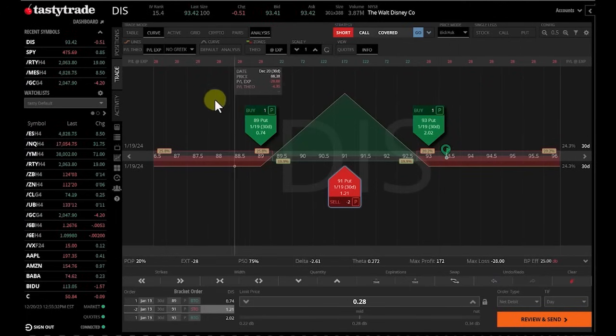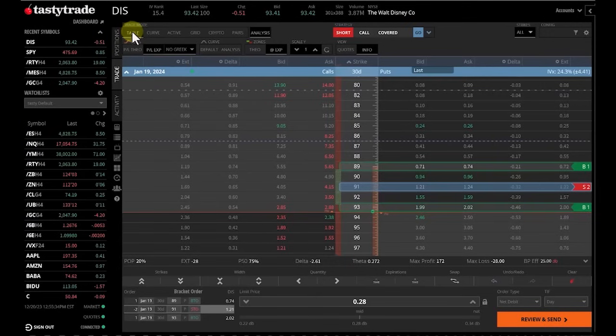Okay, so let's go back to the table view now. And let's look at this butterfly a little bit more closely. If you take a look at the different strikes, you have one long strike, you have two short strikes, you have one long strike. Again, this is a very standard, plain vanilla, Betty Crocker butterfly, something we use all the time.